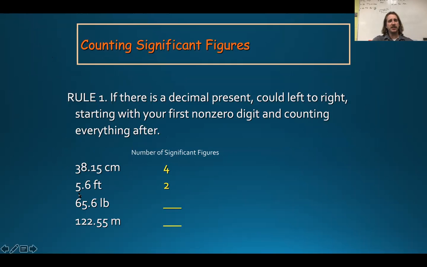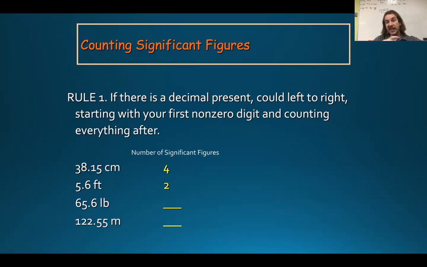For example, in this first number, 38.15, we count from left to right. Our first non-zero number is the 3. That was significant. It was measured. So was the 8, so was the 1, so was the 5. This has 4 significant figures. In our second one here, again, decimal, count left to right, it has 2 significant figures. In the third one, 6, 5, and 6 are all significant. This would be 3 significant figures. The last one would have 5 significant figures.